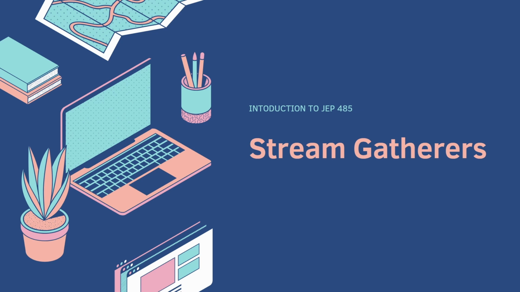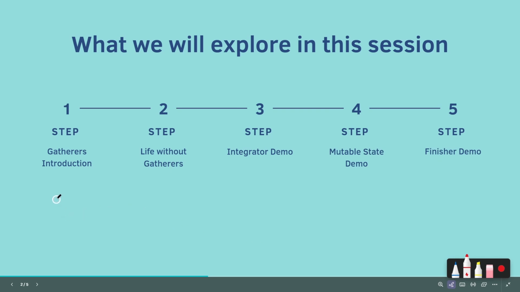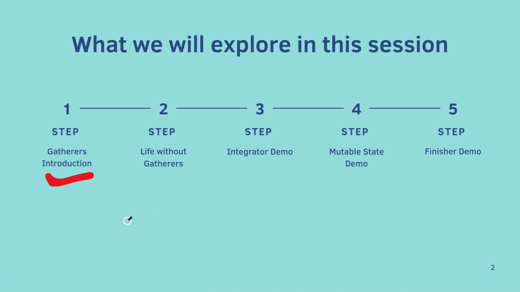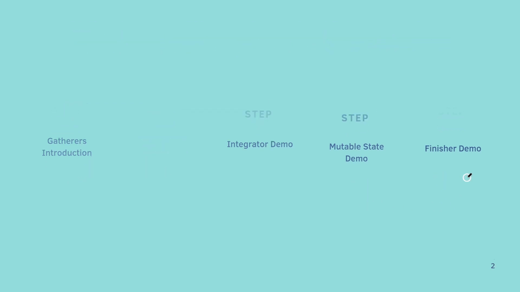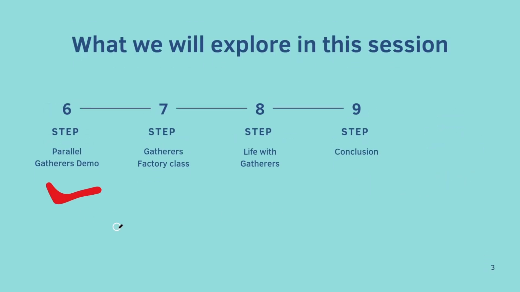Let's go through what we will cover in this session. First, we will start with the gatherers introduction. Then we will see a demo of what we have to do without gatherers, what the problem was, and why gatherers were created. Then we'll go to the parts which create a gatherer, which are the integrator, mutable state, and finisher. We will also look at parallel gatherers. There is a factory class given by Java with some predefined gatherers in it, so we'll look at them.